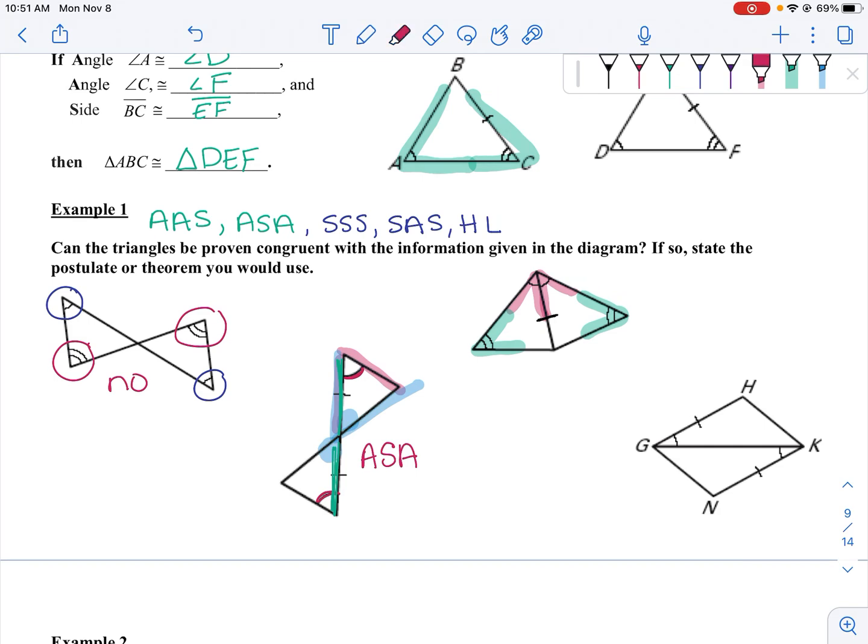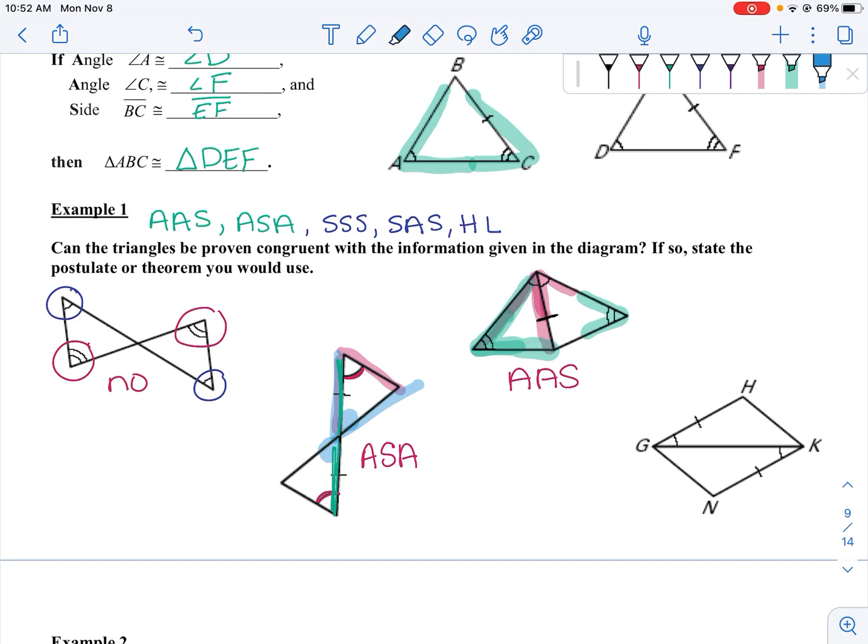So if I trace over my angles again, here's one, here's the other. It's only necessary to do it in one triangle. I didn't trace over the side with the tick mark twice, only once. So this is the non-included side. So this is angle, angle, side.